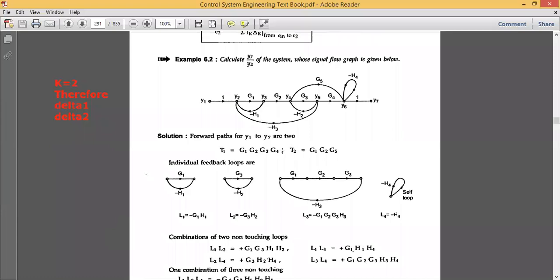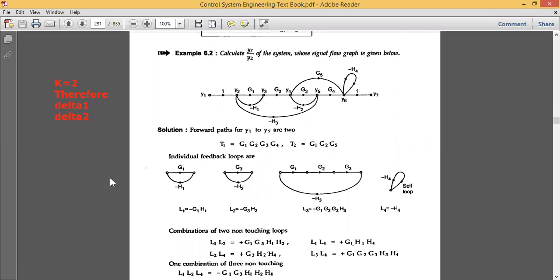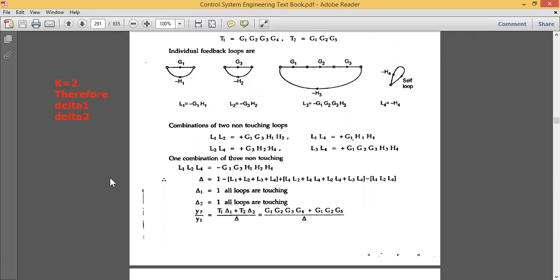Delta 2 is my delta function with respect to my second forward path, which started from y1, y2, y3, y4, then y6, then y7. So this is my second forward path. Now what you should see is how many loops we have, basically 4 loops. If those loops are touching your forward path, then under that condition you should again take it as equal to 1.